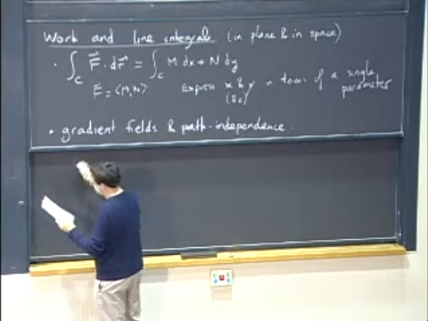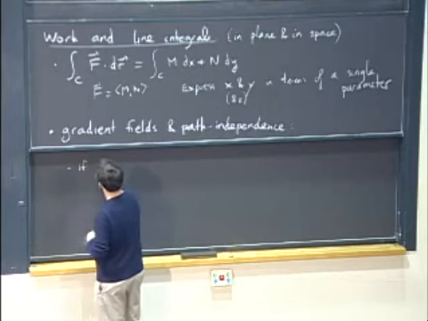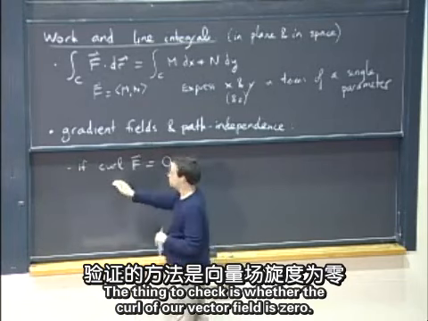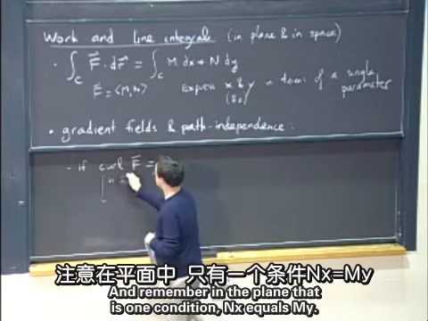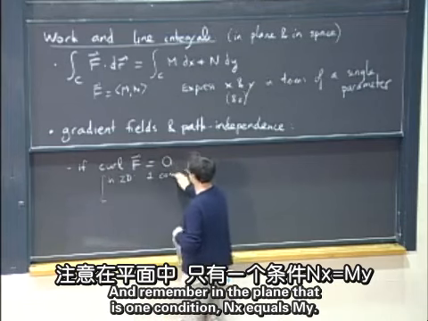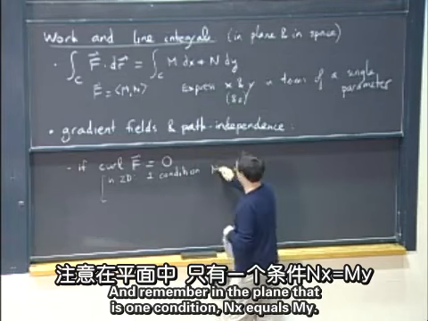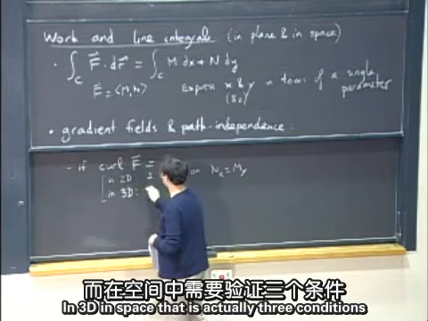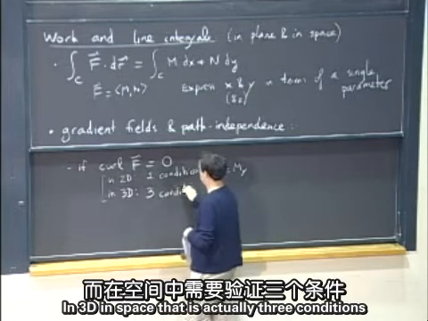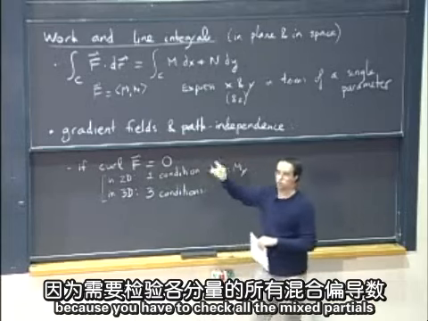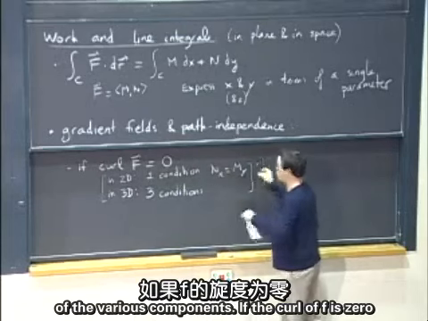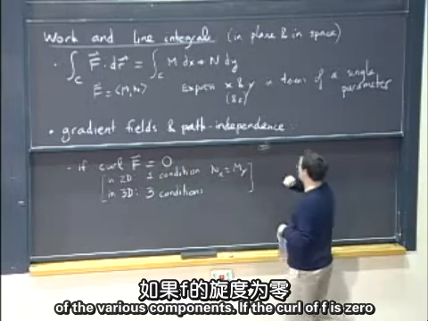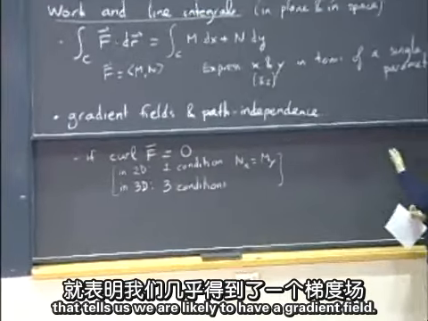So we've seen that the thing to check is whether the curl of our vector field is 0. Remember, in the plane that's one condition, N sub x equals M sub y. In 3D, in space, that's actually 3 conditions, because you have to check all the mixed partials of the various components. So if the curl of F is 0, that tells us we are likely to have a gradient field.